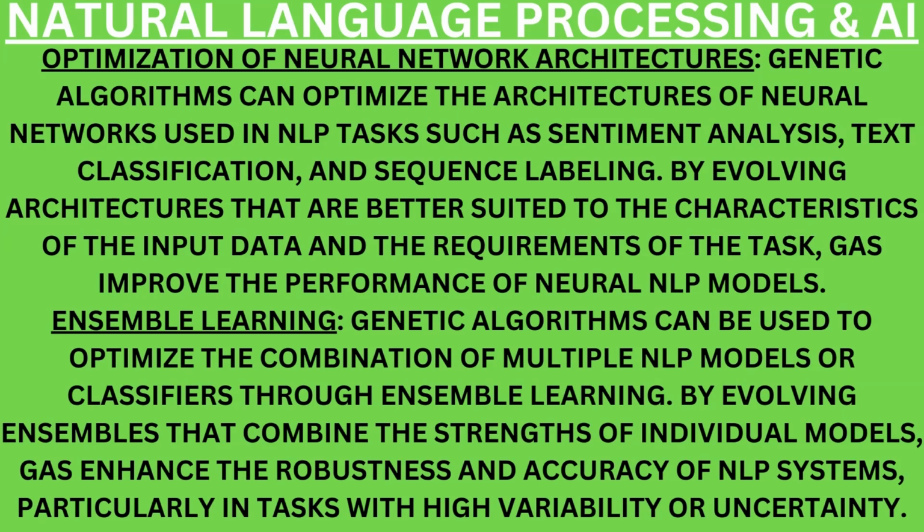Ensemble learning. Genetic algorithms can be used to optimize the combination of multiple natural language processing models or classifiers through ensemble learning. By evolving ensembles that combine the strengths of individual models, GAs enhance the robustness and accuracy of natural language processing systems, particularly in tasks with high variability or uncertainty.